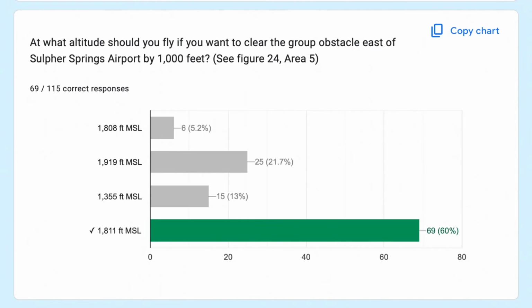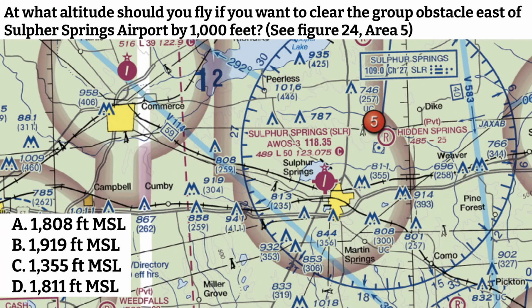It looks like 60% of you guys got this right, but that's still 40% of people missing this one. Some of you thought that the correct answer was 1,919 feet MSL. Let's take a closer look at figure 24 and see why you thought that. Basic directions got a lot of you guys. The question is asking about the ground obstacle east of the airport. Over 20% of you guys were looking over here at this obstacle west of the airport.